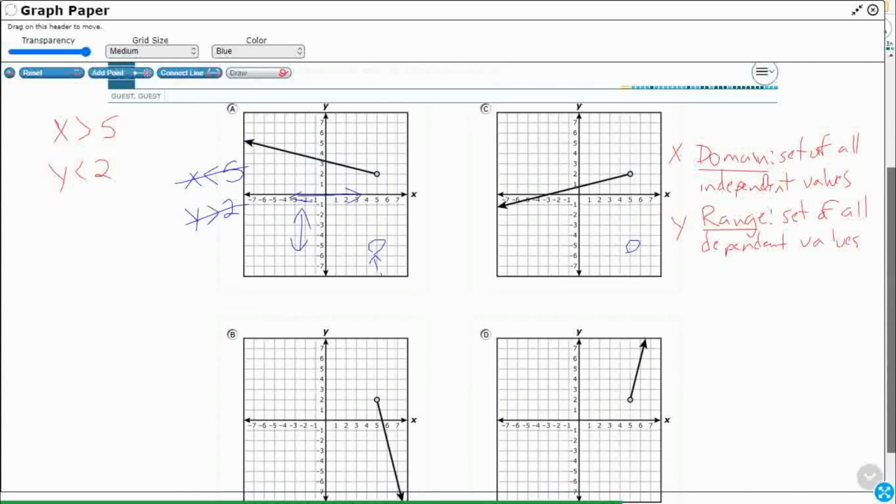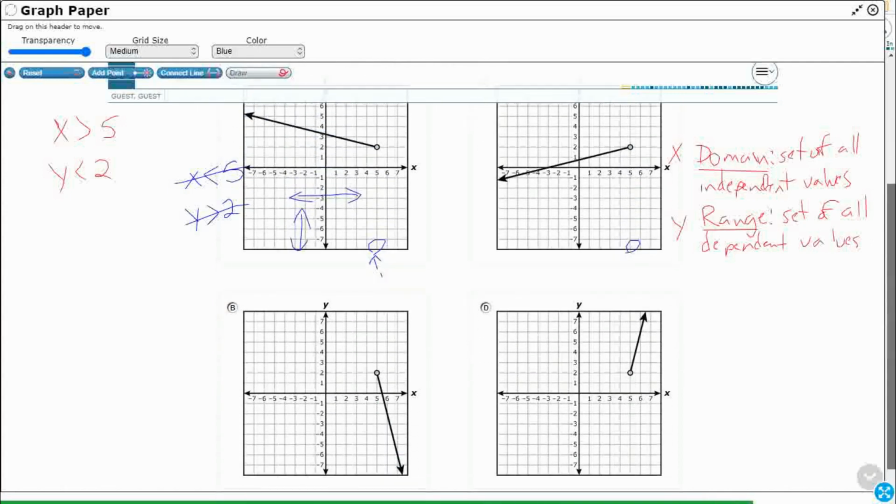Let's come down here to B. I'm looking at my x, and remember, we're going left to right. It starts at 5 and moves to the right. Even though it's going down, the x values are increasing. So we're going to say x is greater than 5, so that's good. We want x to be greater than 5.